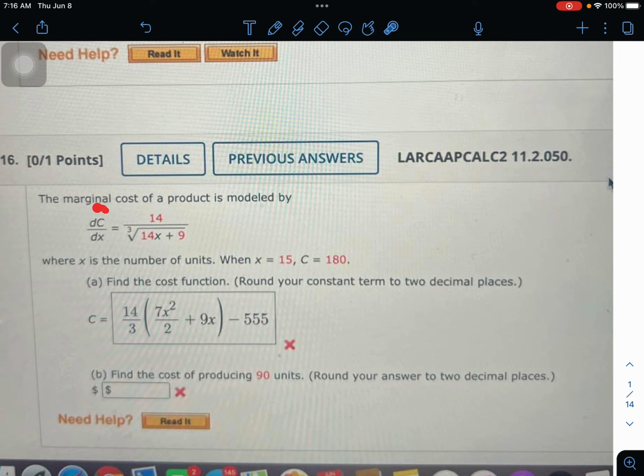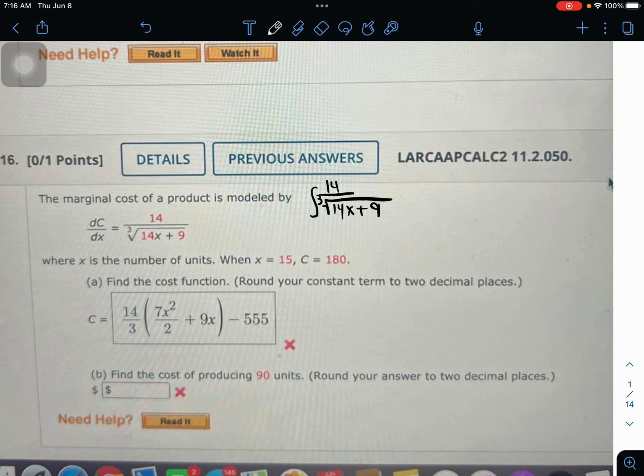But just remember, if you ever see this, you have a fraction, it's equal to a function, and it wants you to find another function, it wants you to take the integral of whatever function you were given. So I'm going to take the integral of 14 divided by the cube root of 14x plus 9. Again, if I take the integral of that, I will get the cost function.